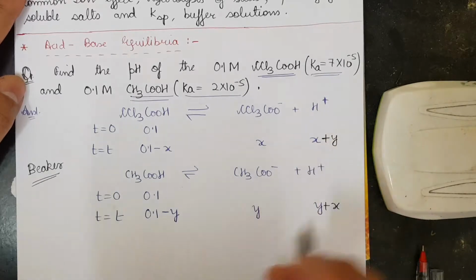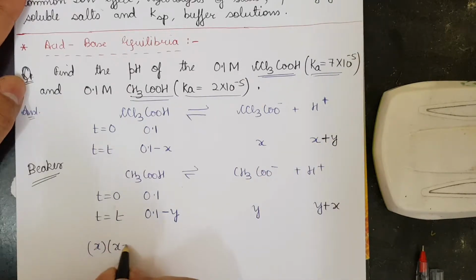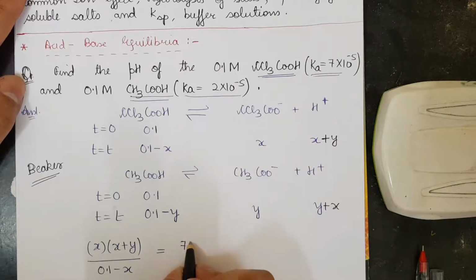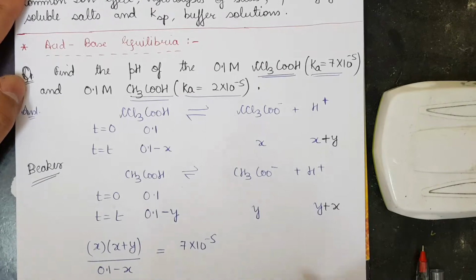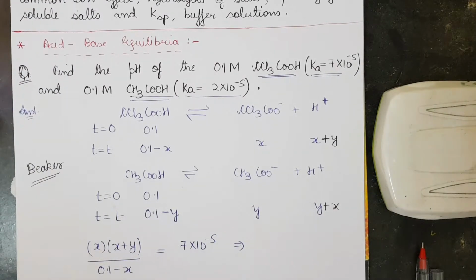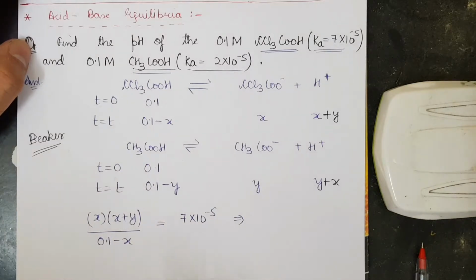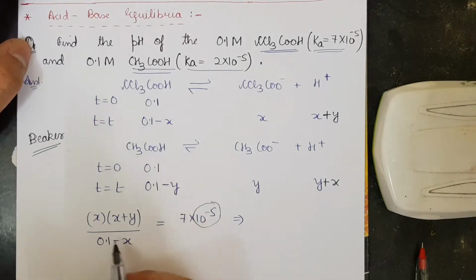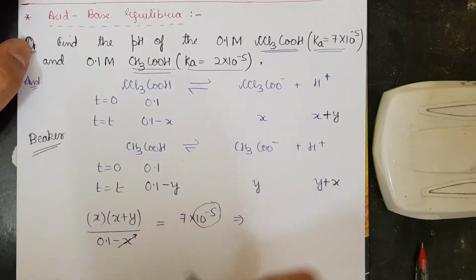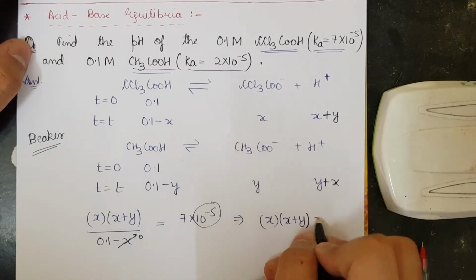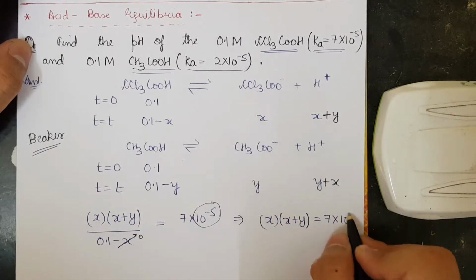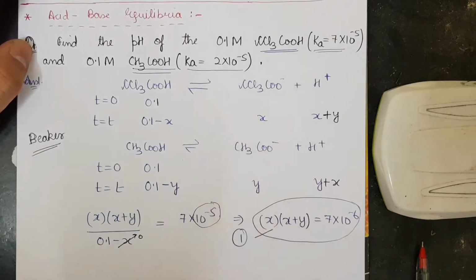Now using the basic equilibrium conditions, we get for the first case x into (x plus y) whole upon 0.1 minus x to be equal to Ka, which is equal to 7 into 10 raised to power minus 5. Now see, in 0.1 minus x, x can be ignored because x is very less in comparison to 0.1. Why? You can see the order here, it is 10 raised to power minus 5. So x can be ignored with respect to 0.1 in the denominator. So we get the relation x into (x plus y) is equal to 7 into 10 raised to power minus 6, as 0.1 is multiplied here. Let me say that this is equation number 1.